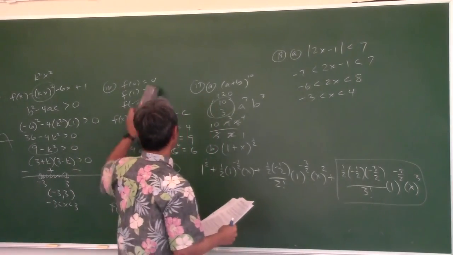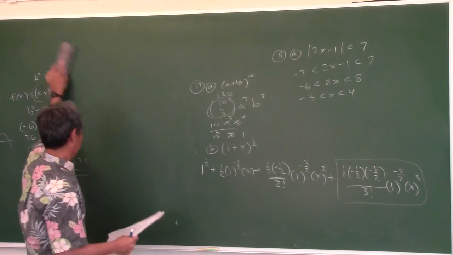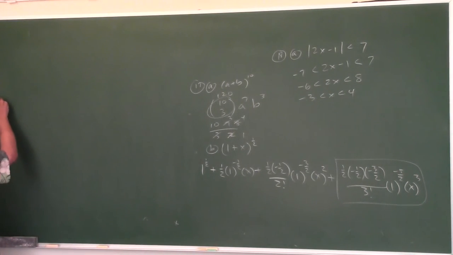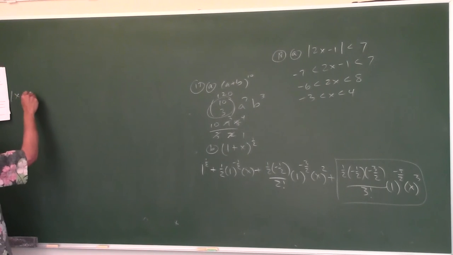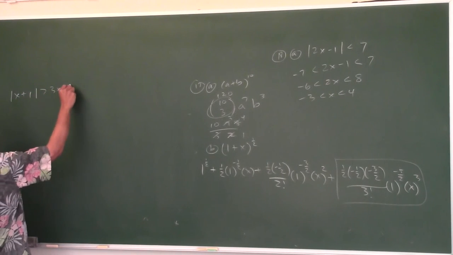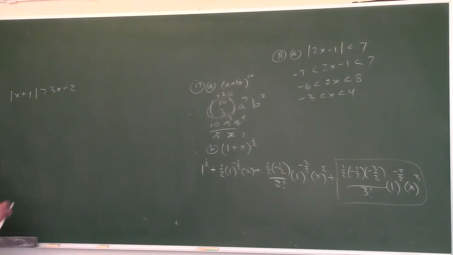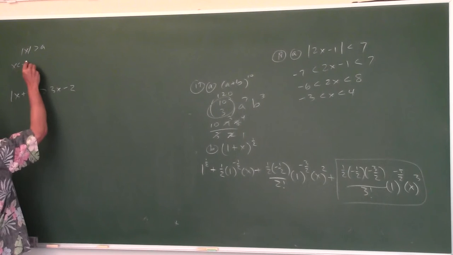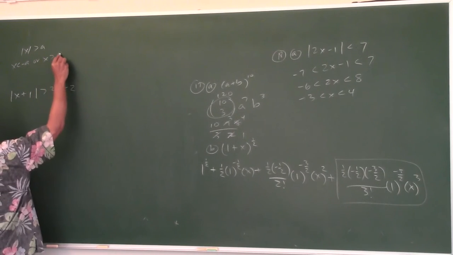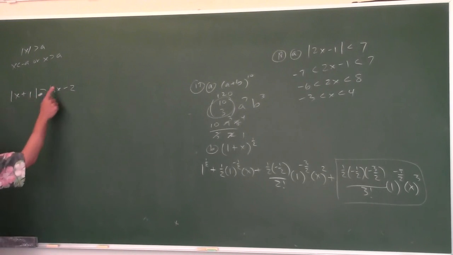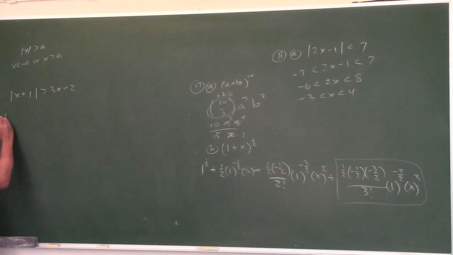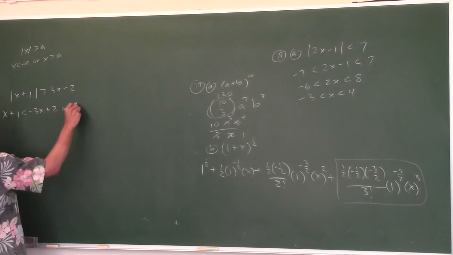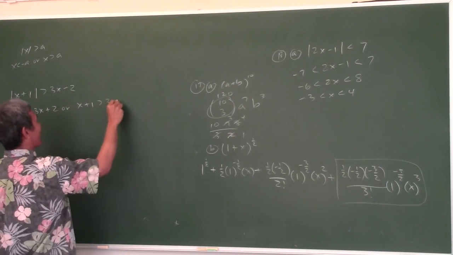Okay, we're going to need more room for the next one. Alrighty then, B. Absolute value of x plus 1 is greater than 3x minus 2. Now, does this fit one of the forms? Yes, this one. Right? And what does this mean? x is less than negative a, or x is greater than a, right? So this is like the x, and that's the a. So x is less than negative a, or x is greater than a.